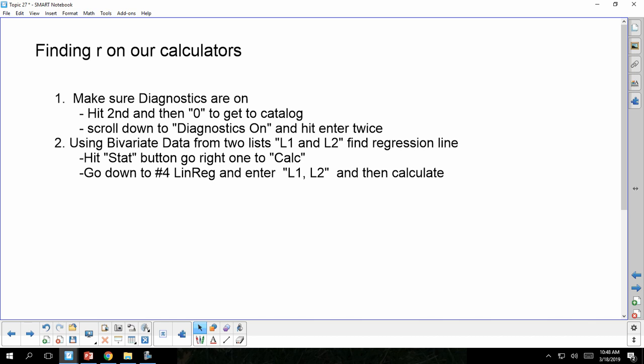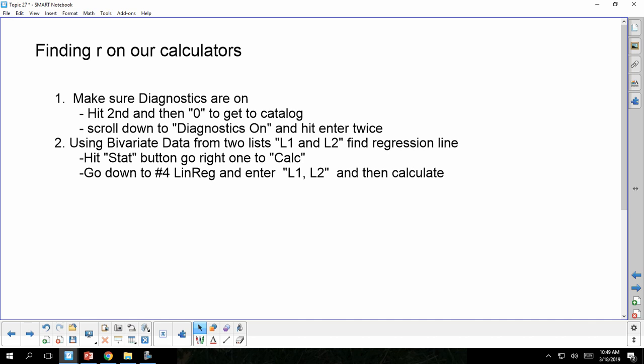The next thing we're going to do, hopefully you have 2 lists in your calculator from last week. Hit stat, go to calc, and then we're going to go to LinReg number 4. So stat to the right one, and then down to number 4. Enter. And let's select 2 lists, L1 and L2.